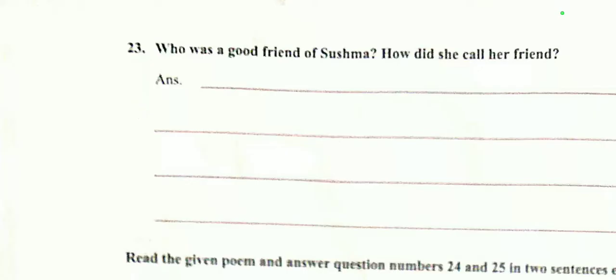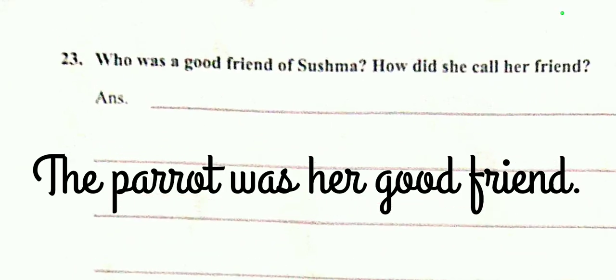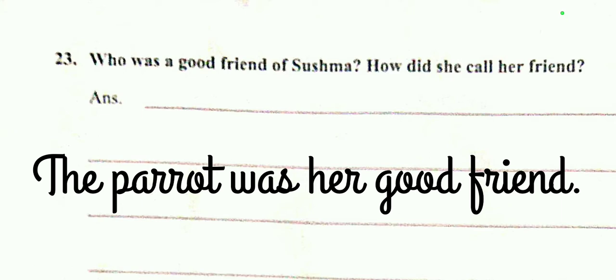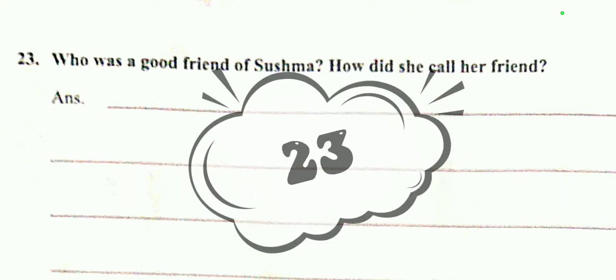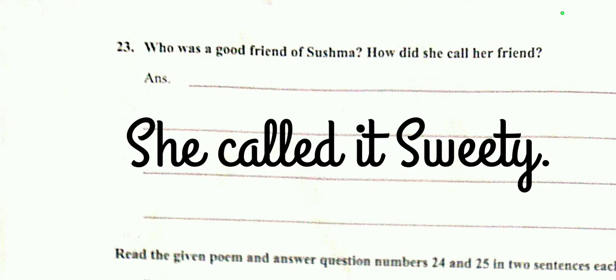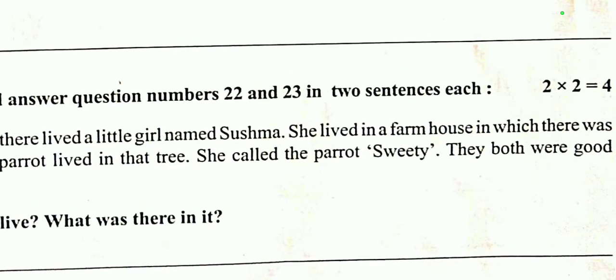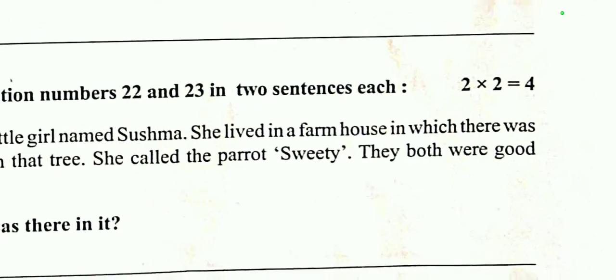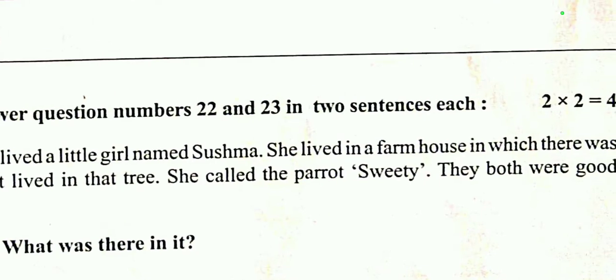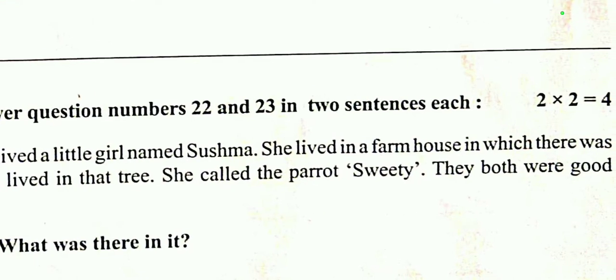23. Who was a good friend of Sushma? How did she call her friend? So it's very simple. You have to go back to the story. So who was a good friend? A parrot. So with a pencil you just underline a parrot, because it says here they both were good friends. And what was the parrot's name? She called the parrot Sweetie. Okay, so that's how you have to do it.